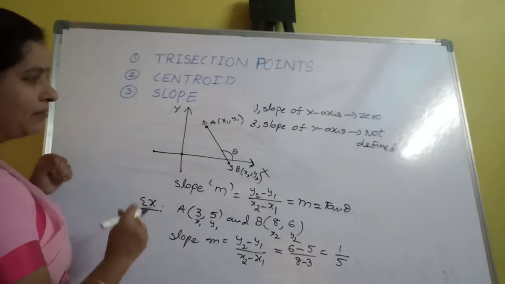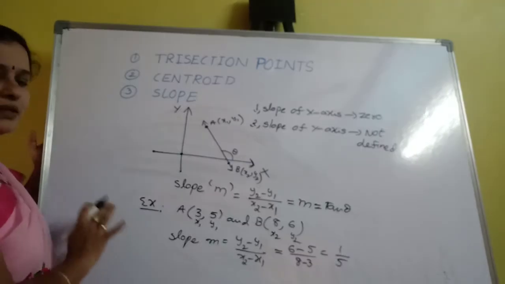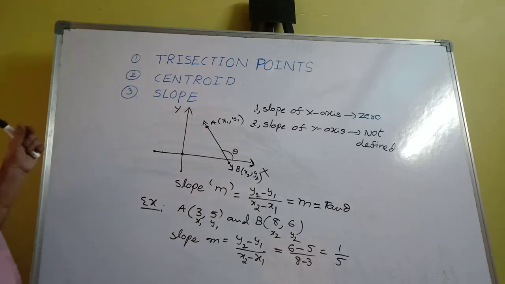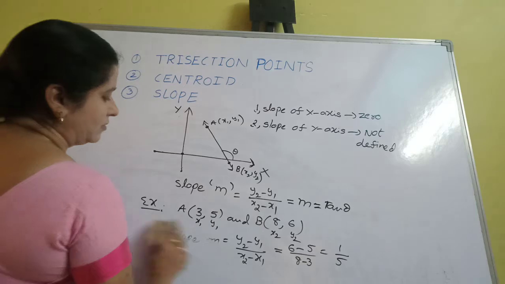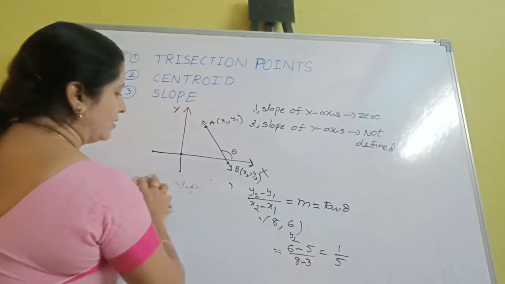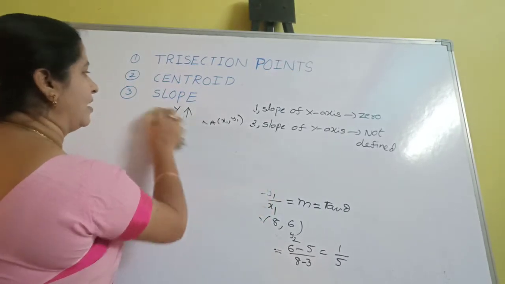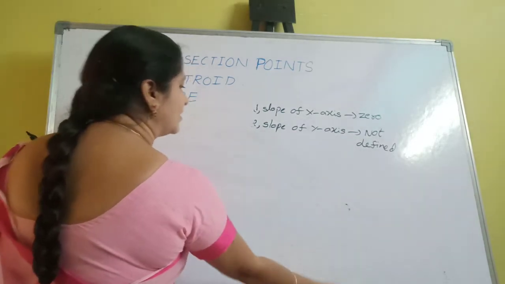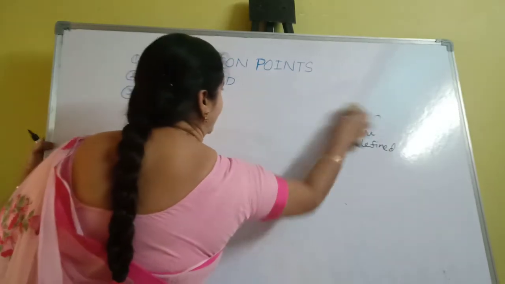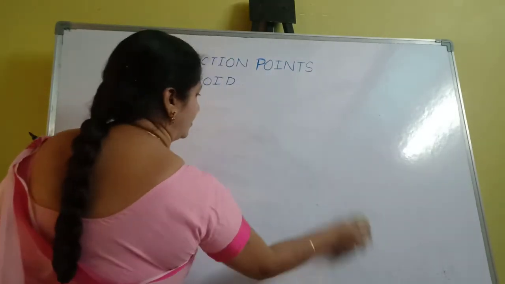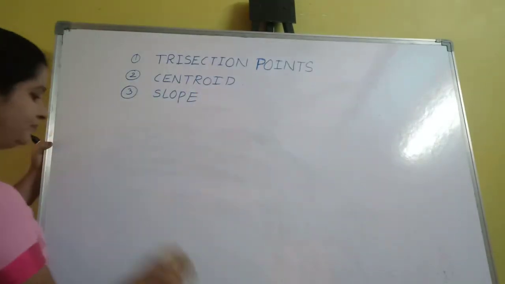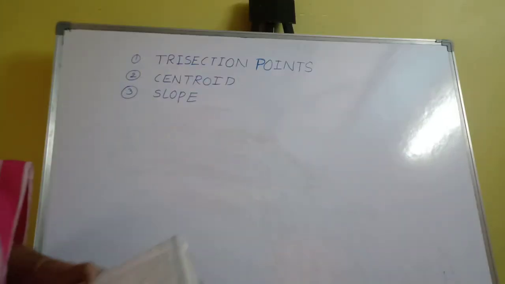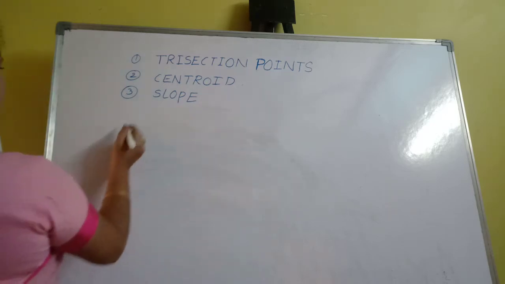Okay. Just remember all the points. In this chapter there are so many formulas, so try to remember those formulas. Find the slope of a line. Find the centroid of the given points. And find the trisection points of the line joining the points. These are all questions in your textbook. So finally, we will do one more question, a 4 marks question in your textbook.